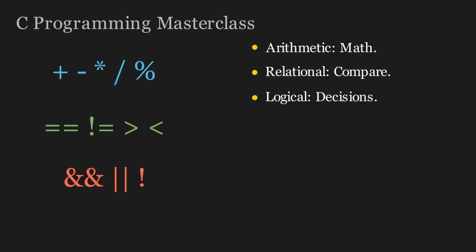Comparison operators let us compare values: equal to, double equals, not equal to, exclamation equals, greater than, less than. Logical operators let us combine conditions. Double ampersand means and, both must be true. Double pipe means or, at least one must be true. Exclamation mark means not, reverses the truth.